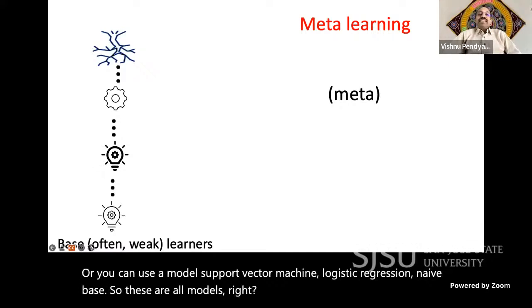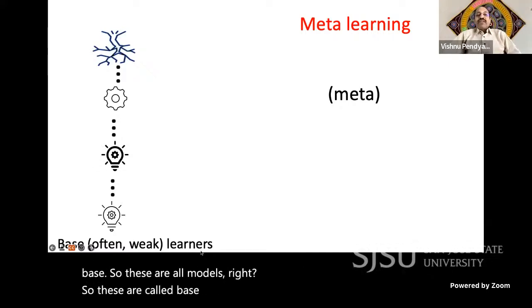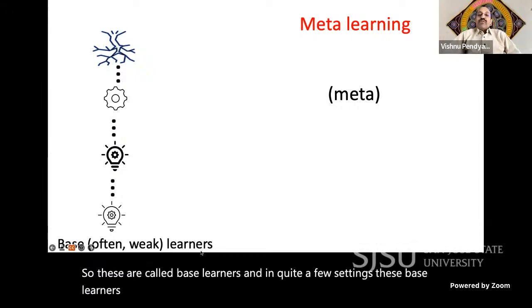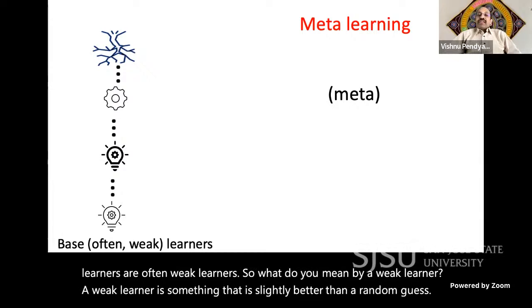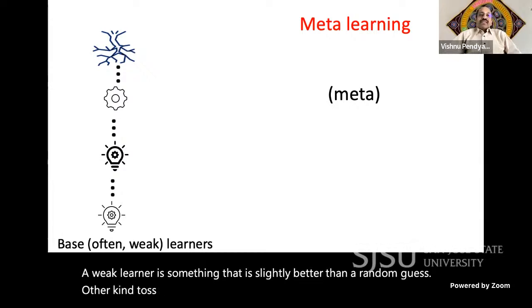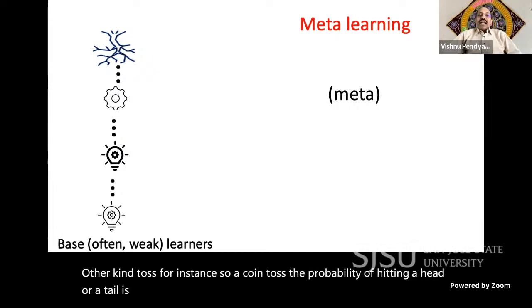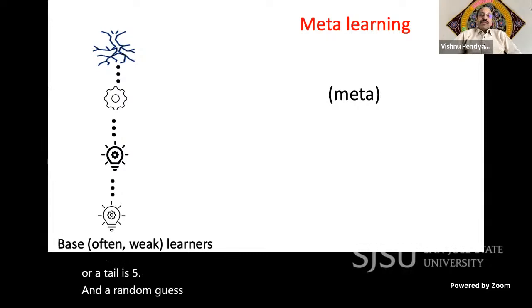So these are called base learners. And in quite a few settings, these base learners are often weak learners. So what do you mean by a weak learner? A weak learner is something that is slightly better than a random guess or a coin toss, for instance. With a coin toss, the probability of hitting a head or a tail is 0.5. And a random guess also is something similar.